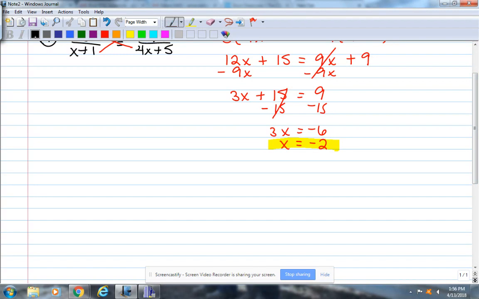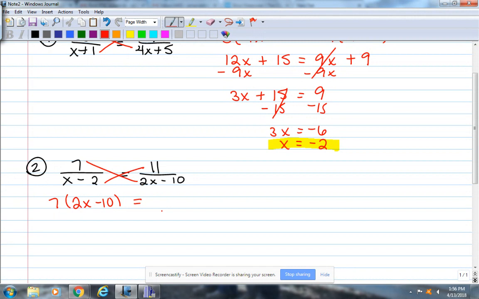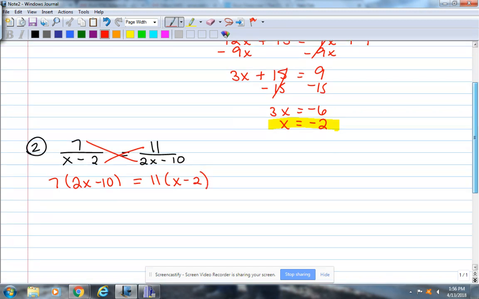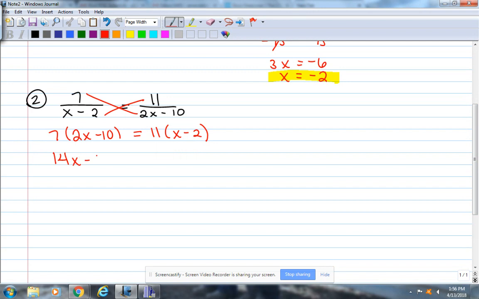All right, here's another one. 7 over x minus 2 equals 11 over 2x minus 10. You don't skip any steps. Cross multiply. So you need to have 7 parentheses, 2x minus 10 equals what on the other side? 11 parentheses x minus 2. Very good. 14x minus 70 equals 11x minus 22. Y'all are showing out today.